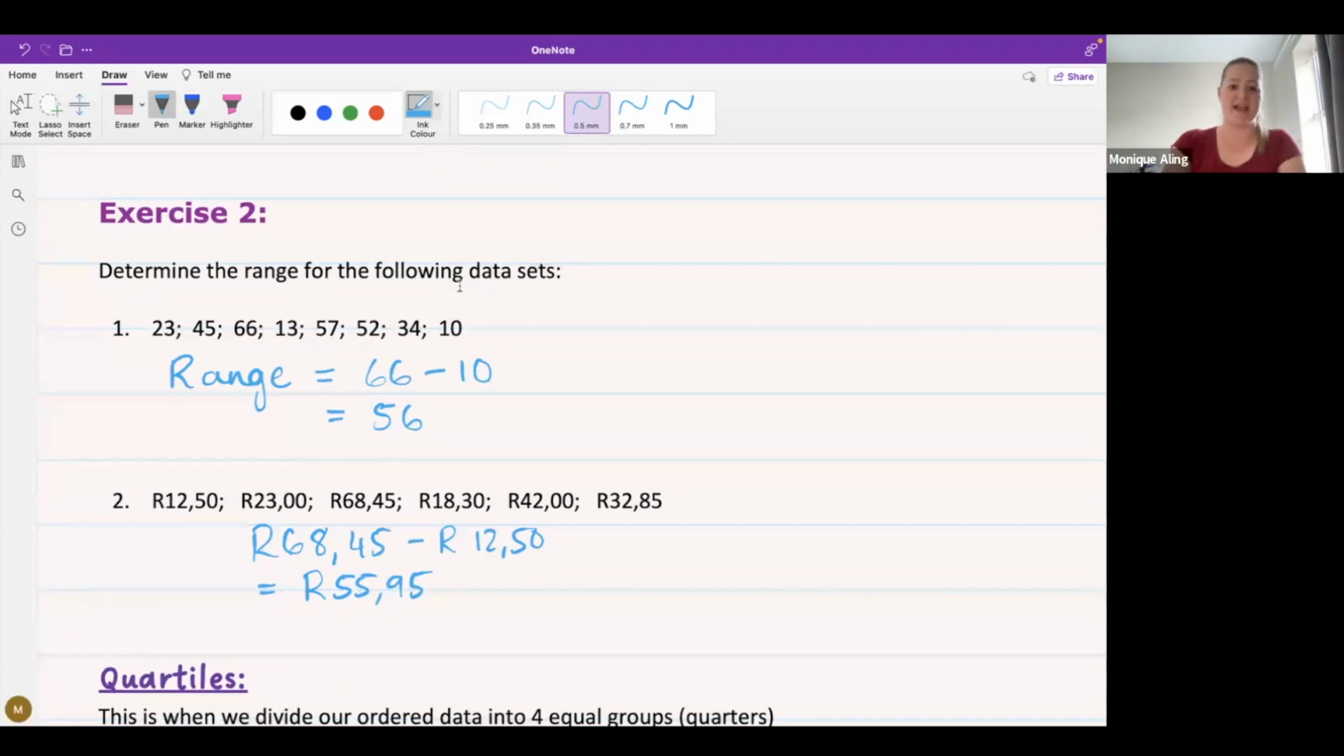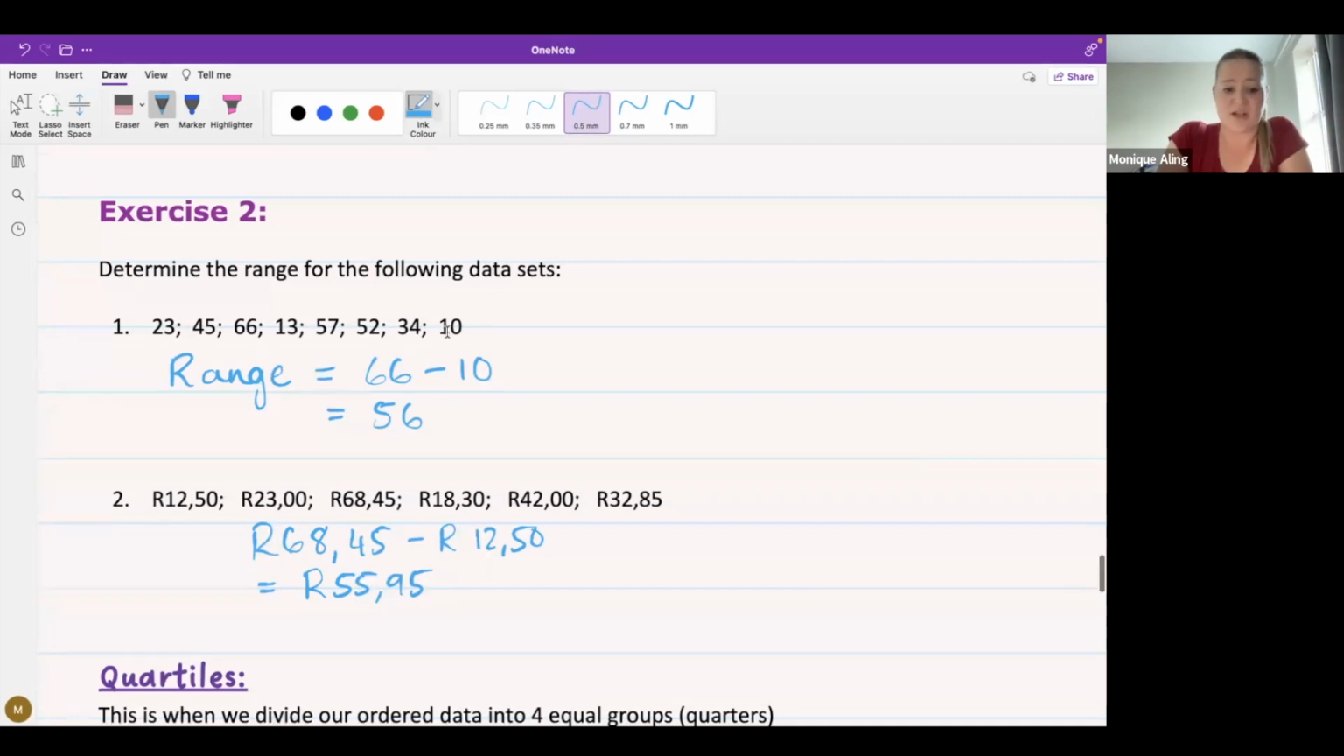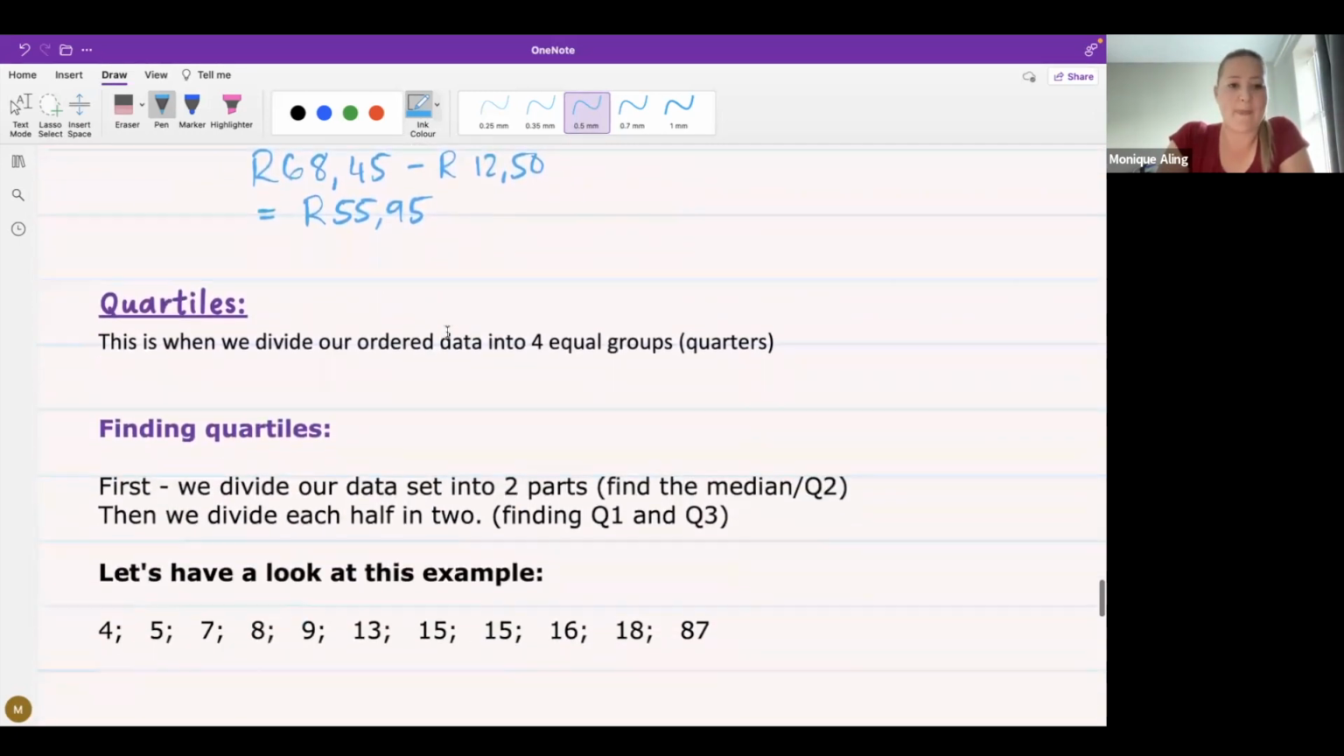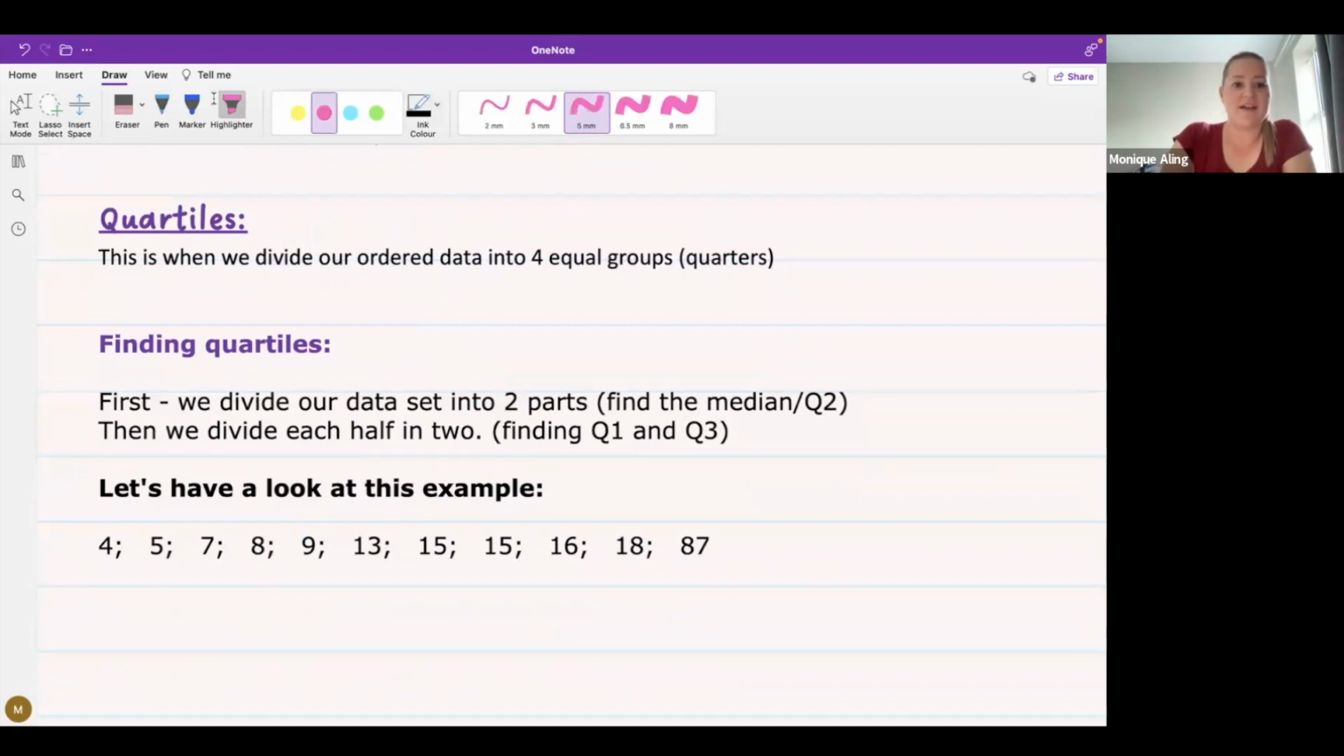Well done. Okay, so range, fairly easy. Now let's look at quartiles so we can work out our interquartile range. So looking at quartiles, this is when we divide our ordered data into 4 equal groups. Okay, quarters, that means 4. Quartiles, it's in the name, quartiles. Okay, so we want to divide our data into 4 groups. Now, normally our median divides our data into 2 groups, because remember our median is right in the middle and we've got 2 equal groups on either side of it.